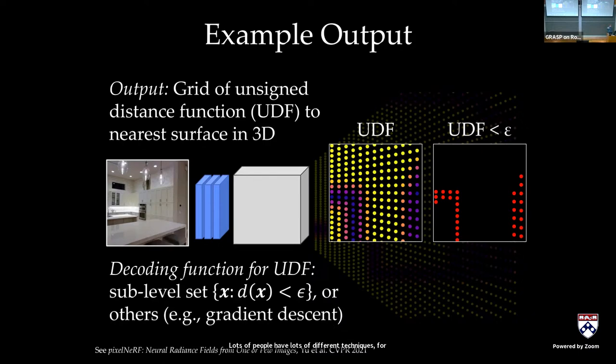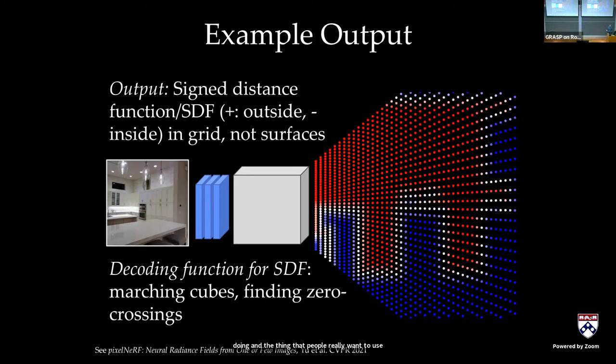And the thing that people really want to use is a signed distance function, because with signed distance functions, there's a positive on the outside, negative on the inside, and you have a zero crossing. And the zero crossing is wonderful because it's very easy to find. There are lots of great methods like marching cubes or finding zero crossings that just work really well on this. But if you don't have inside or outside, you can't use a signed distance function. You're forced to use an unsigned distance function.